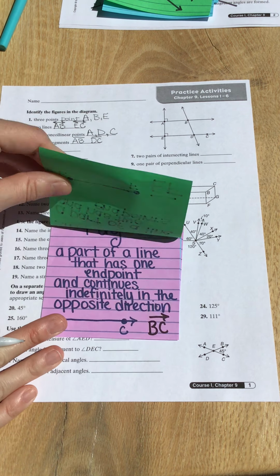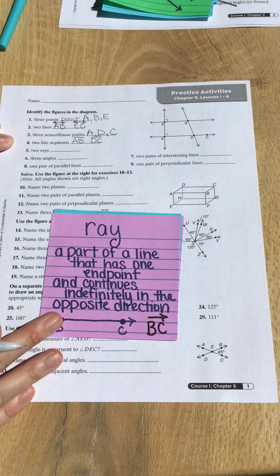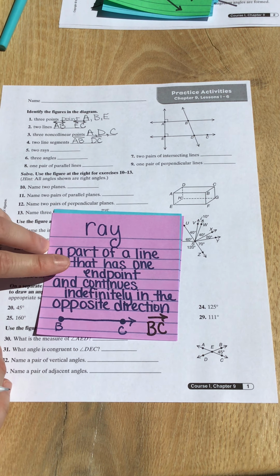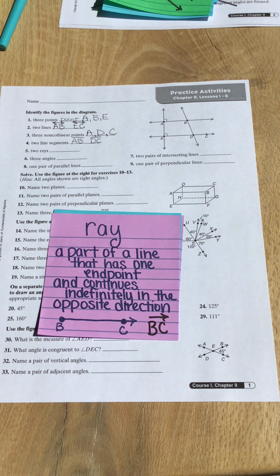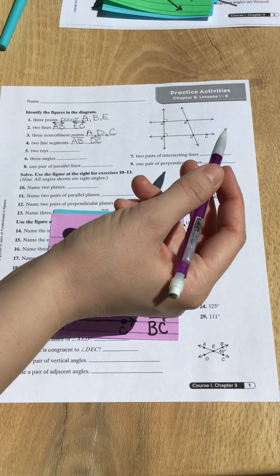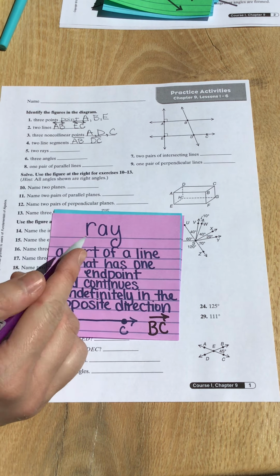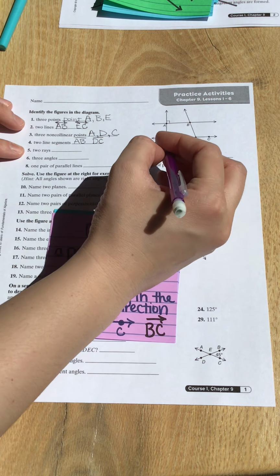Okay, the next one, 2 rays. Well, a ray is a part of a line that has an endpoint and continues indefinitely in one direction. So I'm going to show you 2 different ones, just because I want to make sure you know that a ray can go this way and that way.